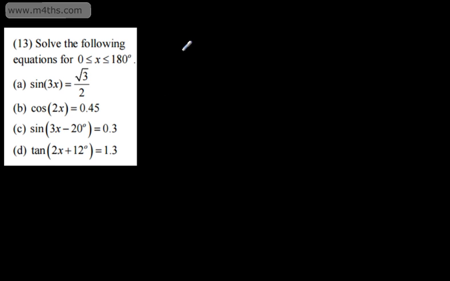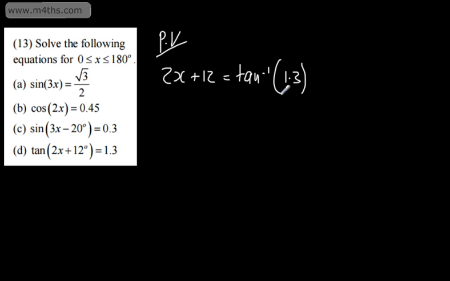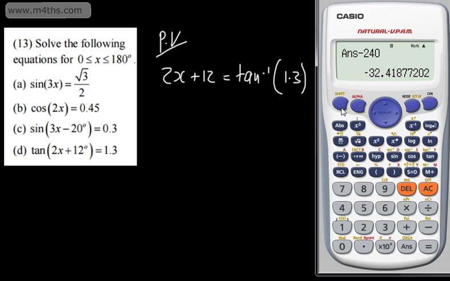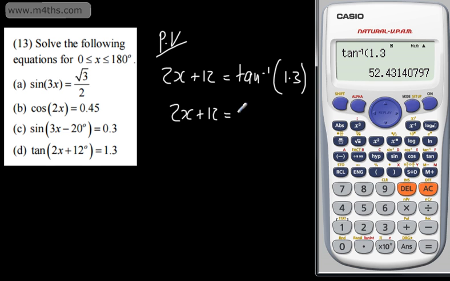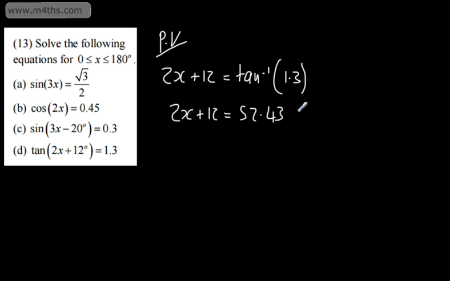So let's do it with this one. What we're going to do is find the principal value. PV. 2x plus 12 degrees is going to be equal to the inverse tan, so inverse tan of 1.3. So what I'm going to do is simply go ahead and find that value. So we can do this now and shift tan, again we're still working in degrees, of 1.3. So that gives me 52.43 and so on and so forth. So 2x plus 12 is equal to 52.43 plus or minus multiples of 180 degrees.